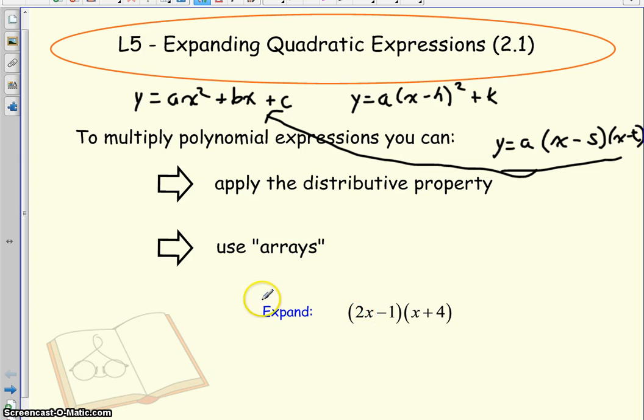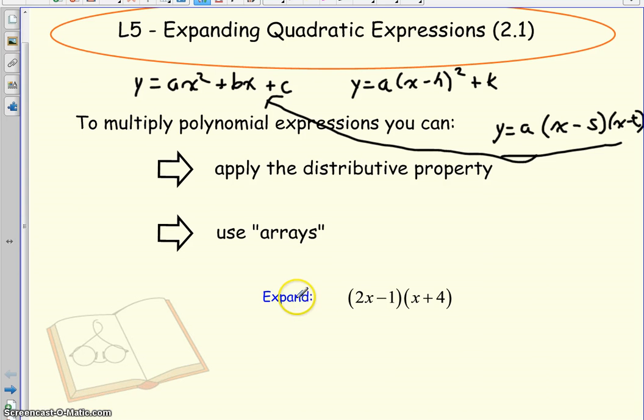So let's say we had a situation like this before. You have 2x minus 1 times x plus 4, and you want to expand and simplify. So you probably would have done a few different methods, and depending how you were taught in grade 10, you might have a different approach for this. So one way you might have been taught was to do something called the distributive property.